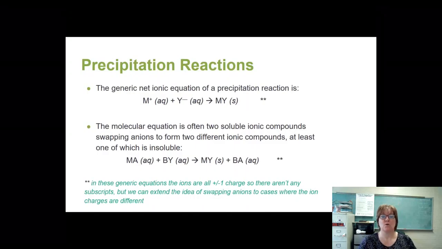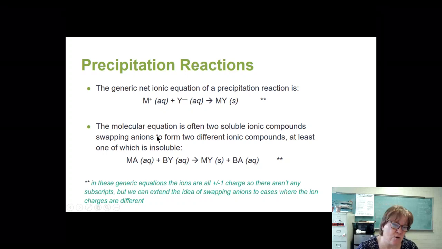So again, when I'm done, I can recognize a precipitation reaction from its net ionic reaction. Once I'm done, it turns out all of the net ionic equations for precipitation reactions are going to look something like a cation aqueous plus an anion aqueous makes an insoluble ionic compound. So cation, anion, ionic compound, solid. That's what we mean by precipitation reactions. An insoluble ionic compound is formed in the reaction.